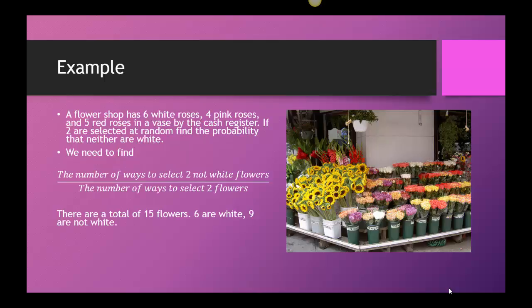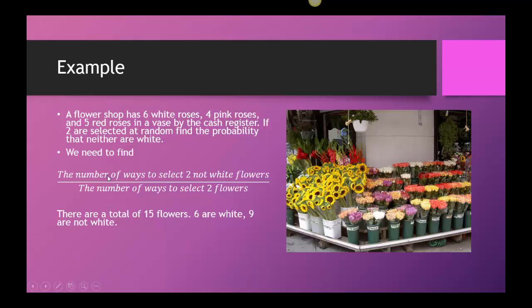Okay, so let's start here. I have 6, 4, and 5. That makes a total of 15 flowers. So when I look at that, I have to say, well, of these 15 flowers, 6 were white, and 9 were not white. So I kind of jumped to the bottom of the screen real quick, but this will help me just to know what's my total number and then to look at my scenario.